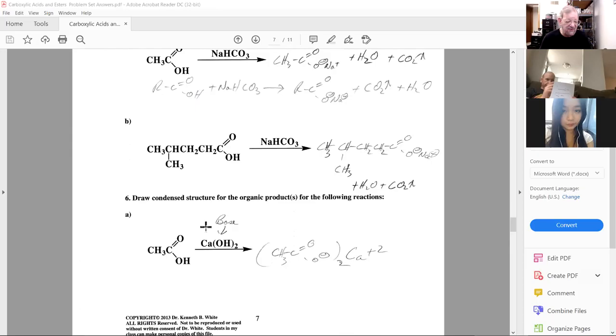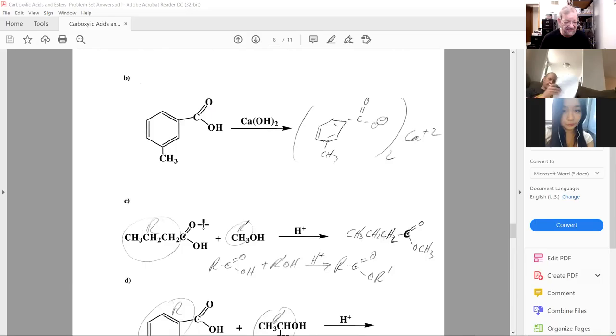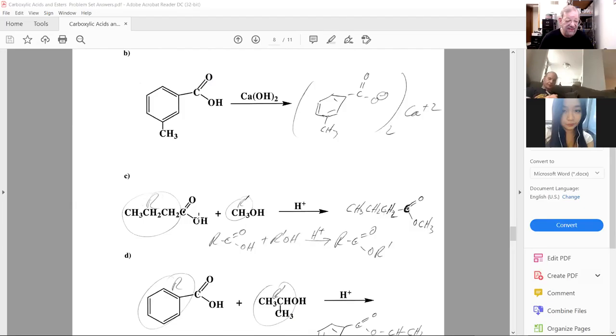And remember, this is a reaction Dr. White did with the rocket ship. And also similar to this, my father used with his tomato sauce. And here I just changed the R group.